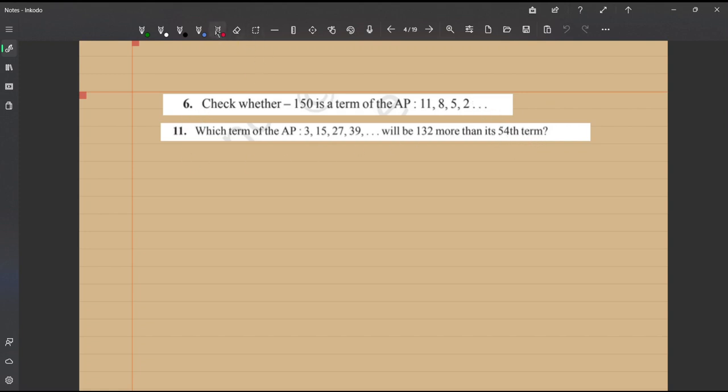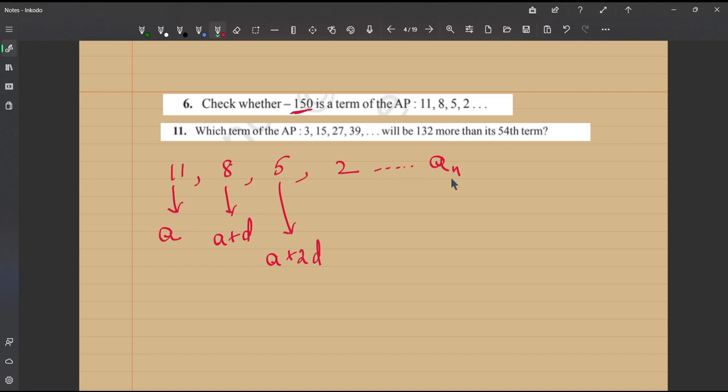The first one is check if minus 150 is a term of this arithmetic progression 11, 8, 5 and 2. Now what do we know about this progression? This is our first term, let's call it A. So the second term becomes A plus D, the common difference, and the third term is A plus 2D. So we should check if minus 150 is any term of this AP, that is, is there any AN in this arithmetic progression which is minus 150. This is what we are going to check.